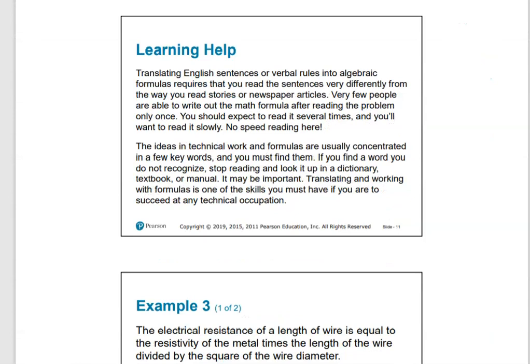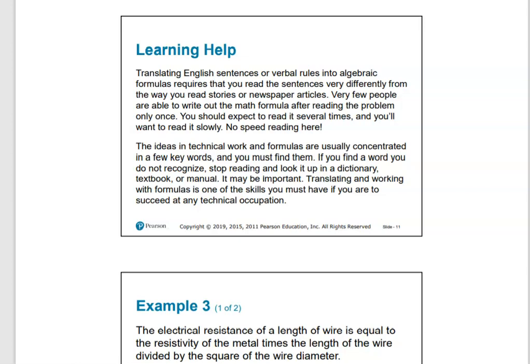Translating English sentences or verbal rules into algebraic formulas requires that you read the sentence very differently from the way you read stories or newspaper articles. Very few people are able to write out the math formula after reading the problem only once. You should expect to read it several times, and you want to read it slowly, no speed reading. The ideas in technical work and formulas are usually concentrated into a few key words, and you must find them.